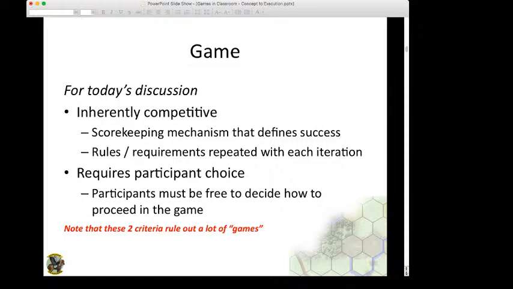You roll the dice, you move to where the dice told you to roll. It's not like you roll the dice and pick one of the two. There's no choice involved. So that's something that's important to be mindful of when we're talking about games. You've got to have some kind of participant choice involved in there.